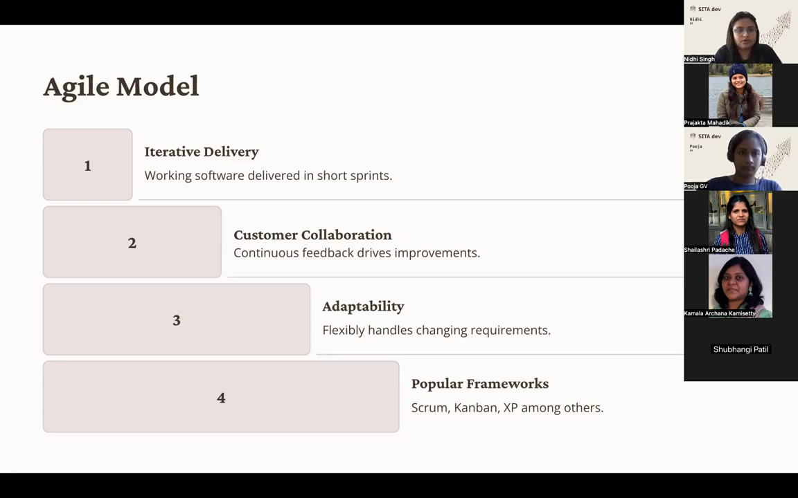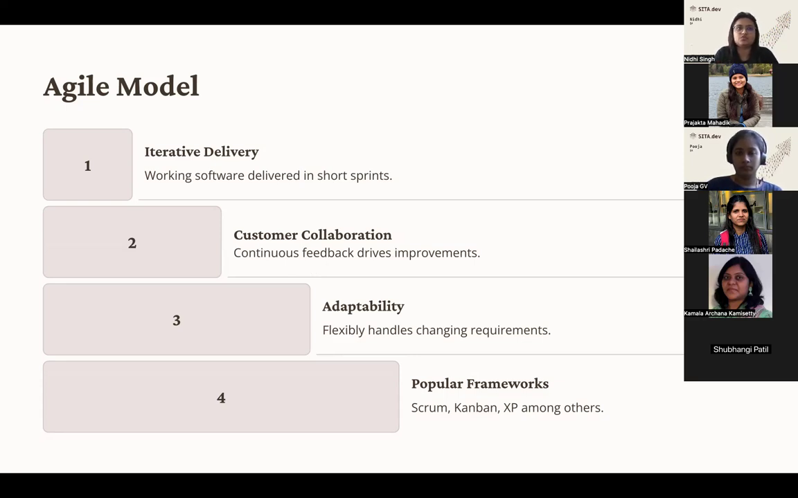It is a very good model. Nowadays it is very popular. It involves continuous feedback from the customer. The customer can give a change in the requirement at any part of the SDLC, and changes are welcomed. So continuous feedback from the customer is required for this method, and the customer is in continuous touch.